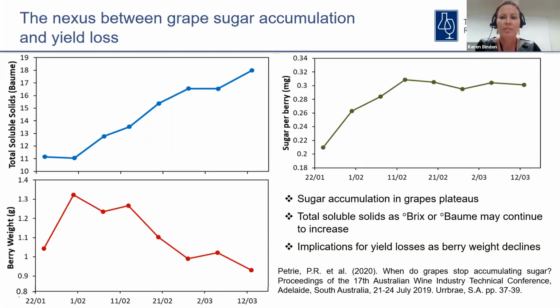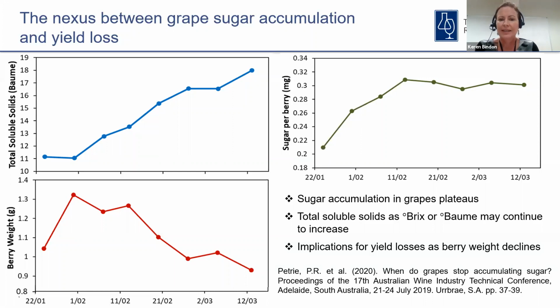And what has been observed multiple times is that at some point this sugar per berry will plateau. What that indicates is that there's no longer sugar loading or translocation to the berry taking place. So any gains in sugar, or that increase in Brix that we see, is in fact due to a loss of berry volume. So from a harvesting standpoint, one wants to maximize yield and sugar.